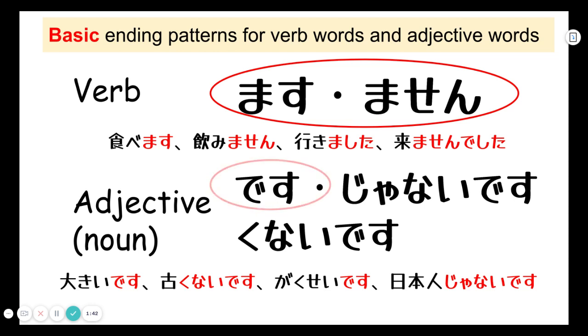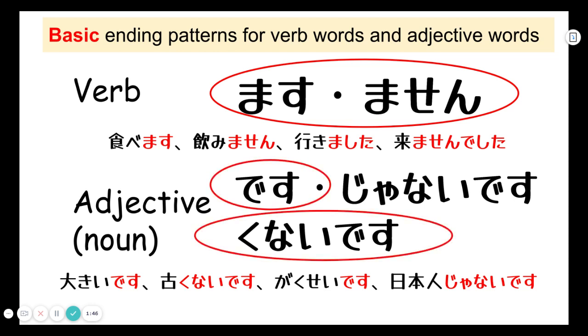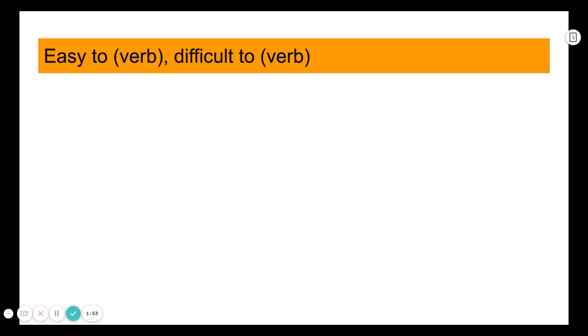Today's video, I would like to focus on ます and です, and then especially the い adjective negative form, くないです. Okay, so pay attention to that. Some of you already learned it. If you haven't learned it, good for you, because I'm going to teach you.